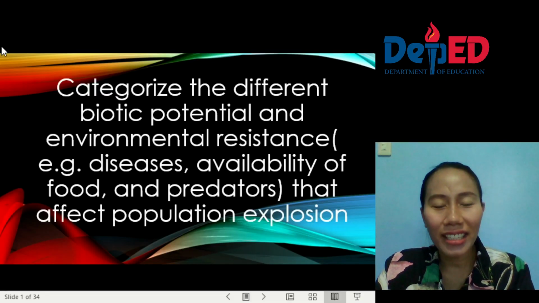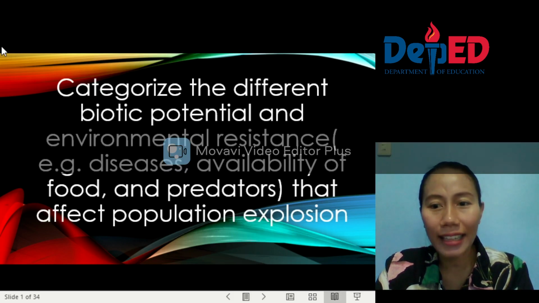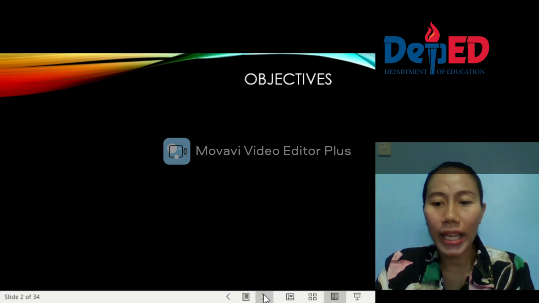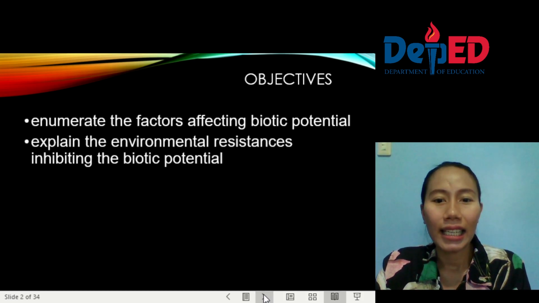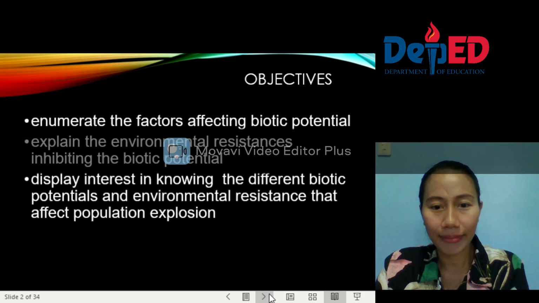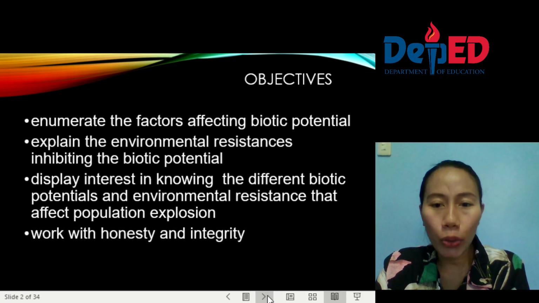Having said that, today's lesson is to categorize the different biotic potential and environmental resistance that affect population explosion. Our objectives for this: enumerate the factors affecting biotic potential, explain the environmental resistances inhibiting the biotic potential, and display interest in knowing the different biotic potentials and environmental resistance that affect population explosion. Lastly, you have to work with honesty and integrity.